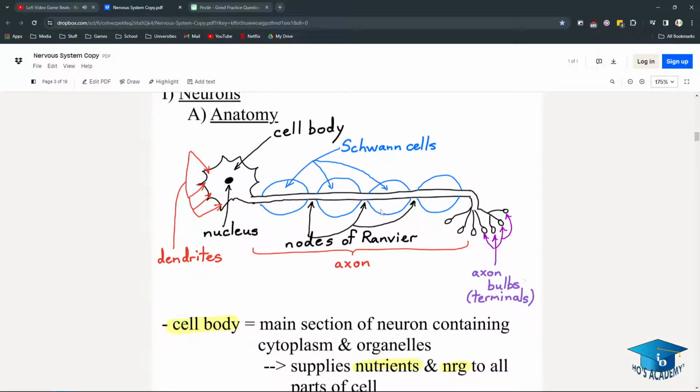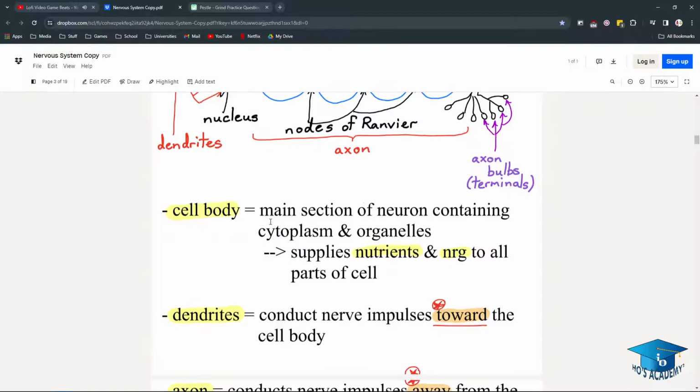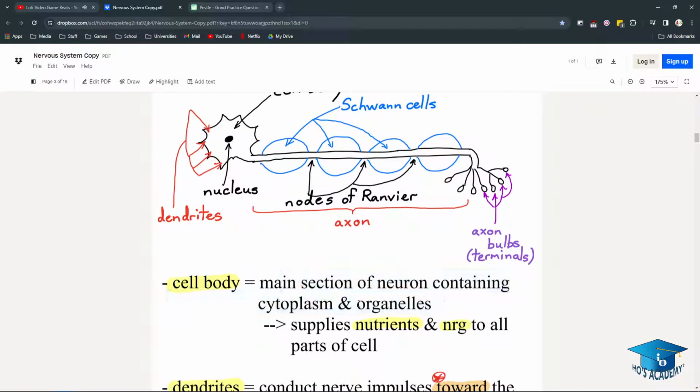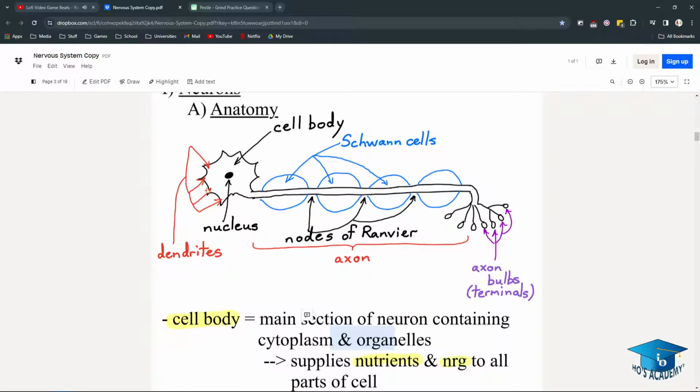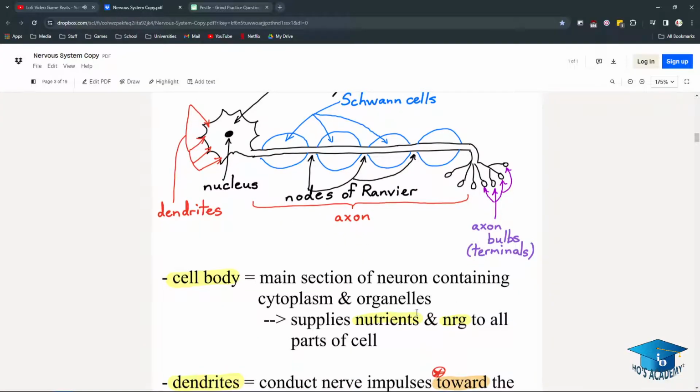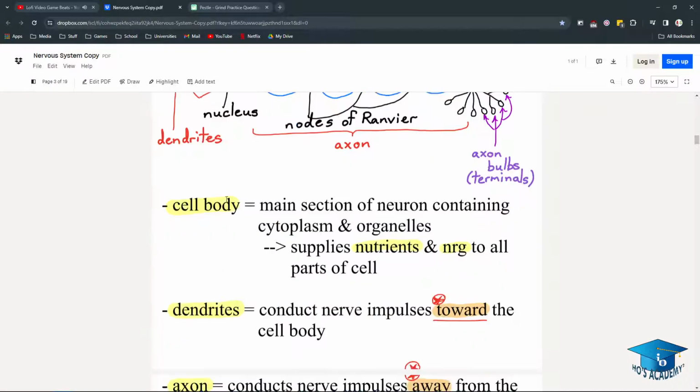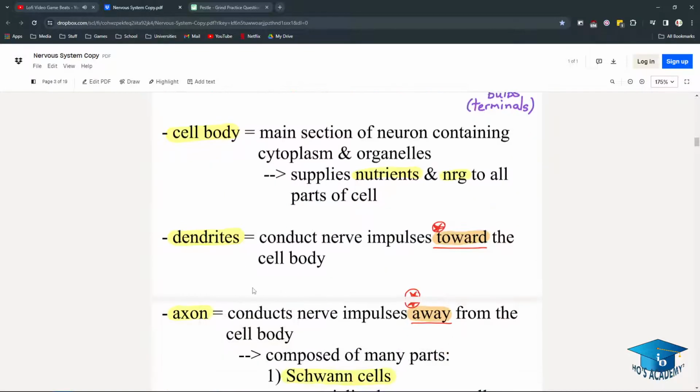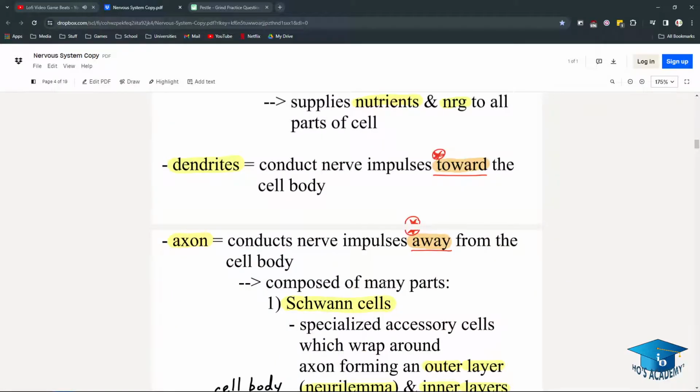And that's always true. And in diagrams, you might notice that, oh, hey, this doesn't look like a dendrite like it does here, or an axon like it does here, but that's actually because axons and dendrites are the same thing. It's the direction of them that matters the most. So the cell body is the main section containing the cytoplasm and organelles of this nerve cell. It supplies nutrients and energy to all the parts of the cell, this elongated cell. The dendrites will conduct nerve pulses towards, the axon will conduct things away, and it's composed of many parts.